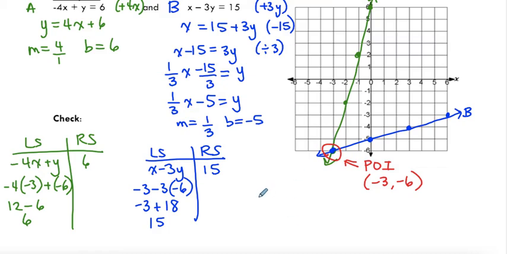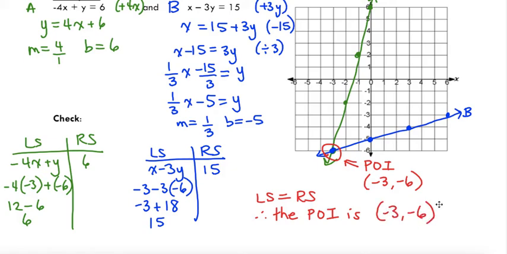So I can say with certainty that the left sides equal the right sides. So therefore, the point of intersection is negative 3, negative 6.